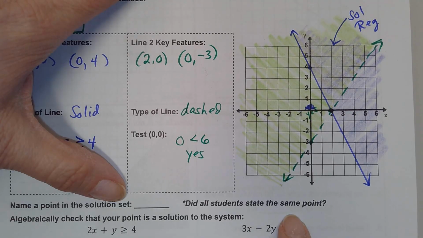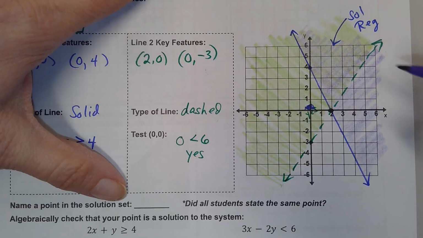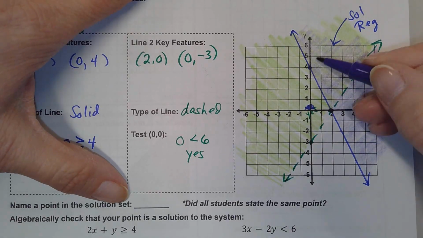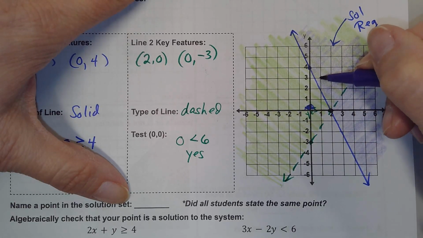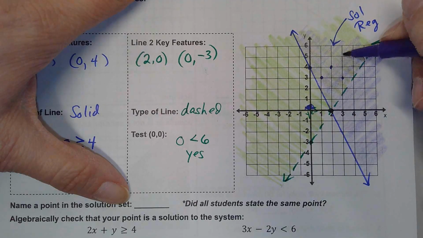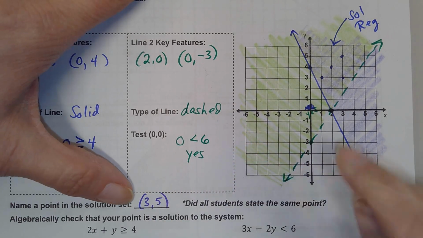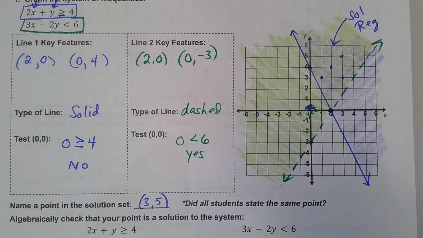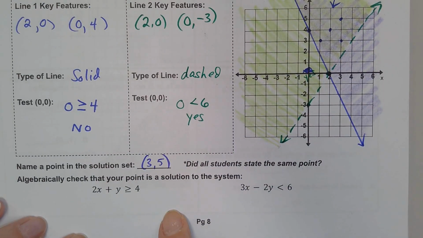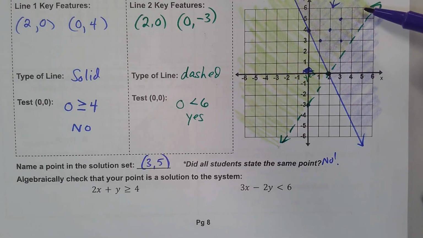Did everybody name the same point? Let's all pick the same one here. There's many, many points. Maybe you picked this one or this one or this one. I'm going to pick (3, 5). You can use mine or you can use the point that you used, but we're going to check it to make sure it's a solution. Everybody picks different ones because there's infinitely many.